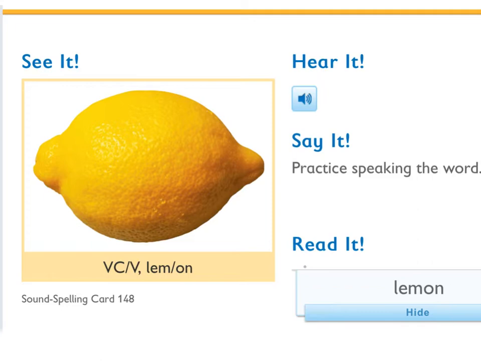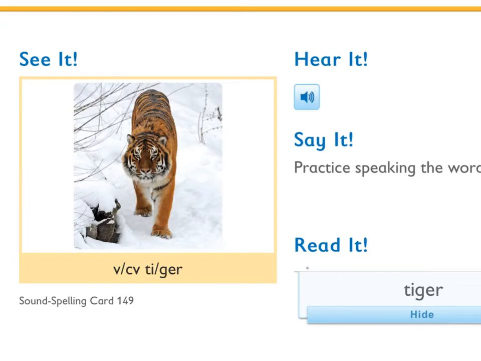In the word lemon, we know that when we divide it after the consonant, this becomes short. Le, lemon, lemon. So that is short, and then when we go to the next one, when it's divided after the first vowel, then it's long. So tiger, tiger.